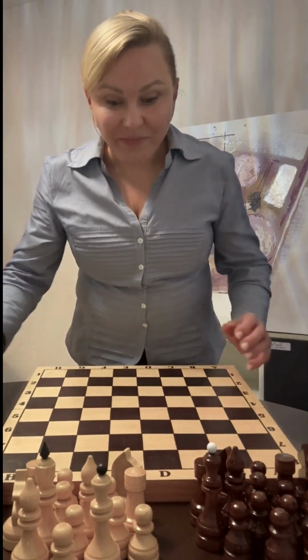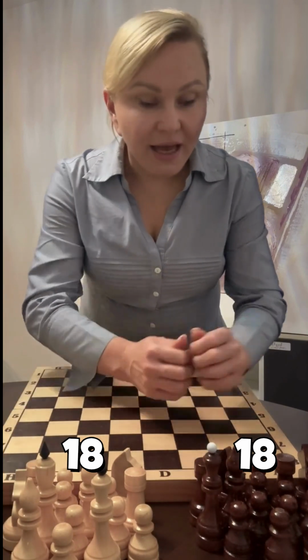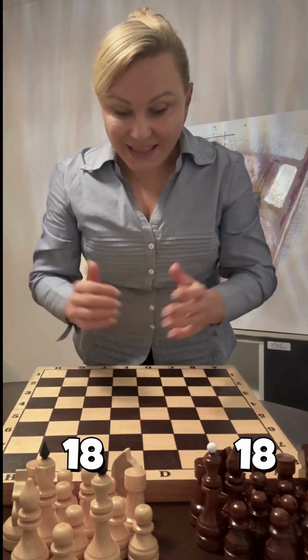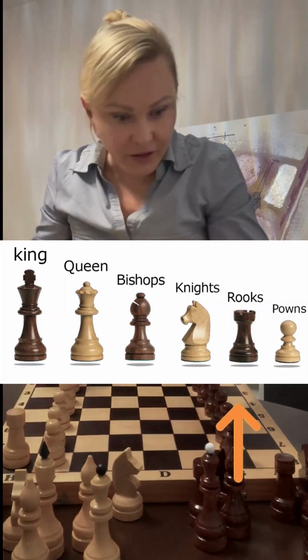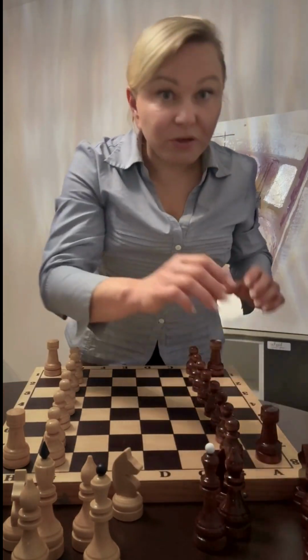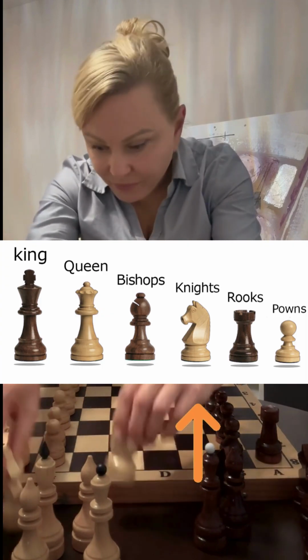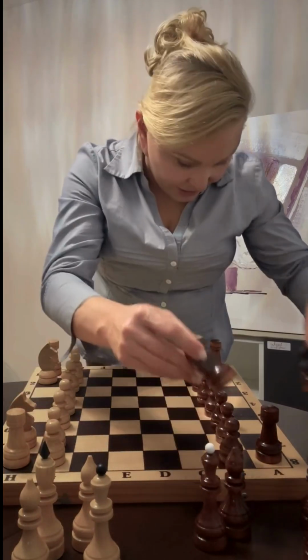Now, let's meet the pieces. There are 16 white and 16 black pieces. Let's see how they move. Pawns go in the front row, like little soldiers. Now, behind them are the big pieces. The first are the rooks in the corner, white rooks and black rooks. Knights next to them, white knights and black knights.